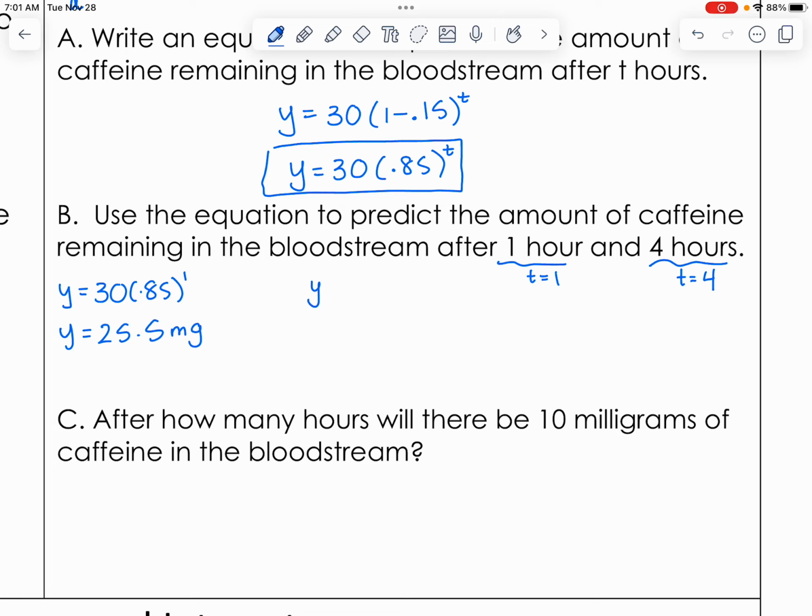Now, for 4 hours, we've got y equals 30 times 0.85 to the 4th power. Plugging this in, 30 times 0.85 to the 4th, and I get 15.66 milligrams of caffeine left in your bloodstream.